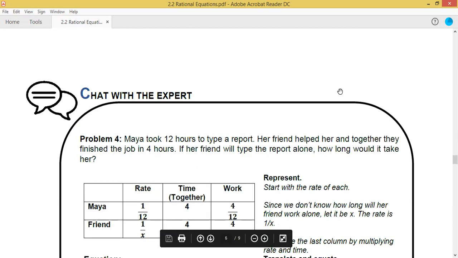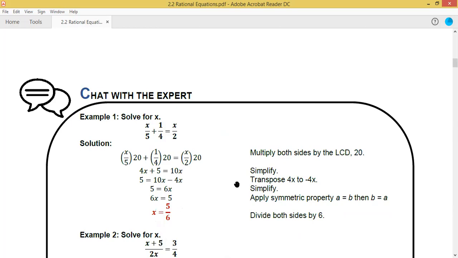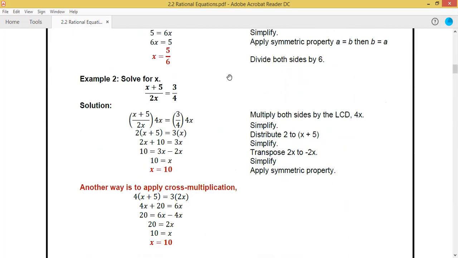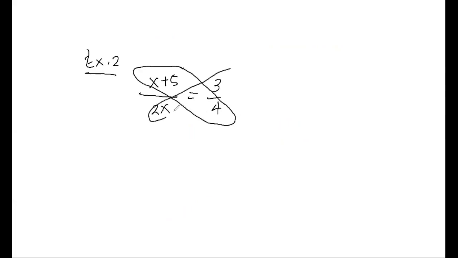Let's do example number 2. In example number 2, we have x plus 5 over 2x equals 3/4. Let me share my whiteboard so that you can see a demonstration on how it is solved. Again, our problem is x plus 5 over 2x equals 3/4. Remember that this is a rational expression, and here's another rational expression. If both sides are rational expressions, then we can do cross multiplication. This is also the same thing as multiplying both sides by their LCD.